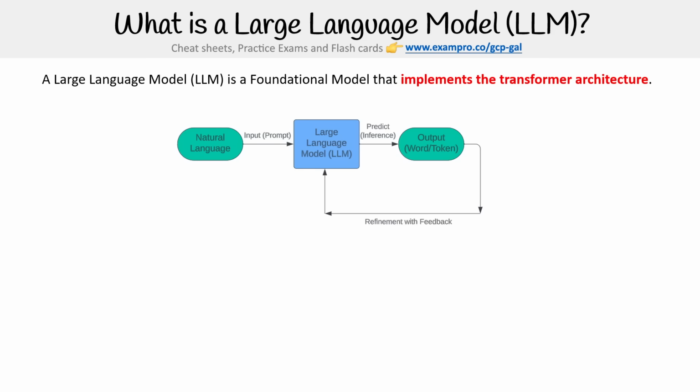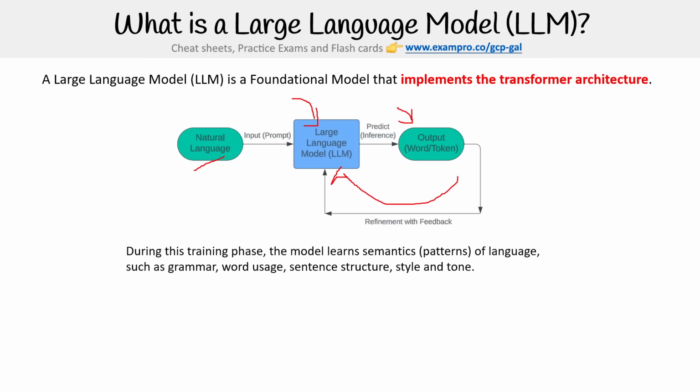But the idea is that you have natural language. I can get my pen tool out here. So we have natural language as our input. It goes to the large language model. It predicts output for words, and as it produces each word, it feeds it back in and continues to produce until it is done. So during the training phase, the model learns semantics or patterns of language such as grammar, word usage, sentence structure, style, and tone.